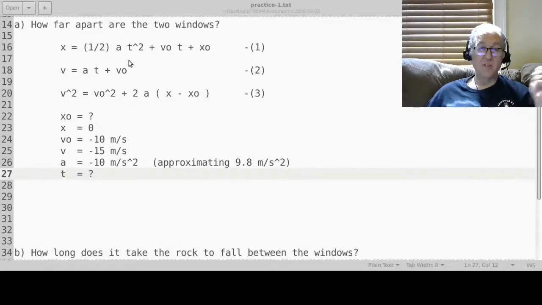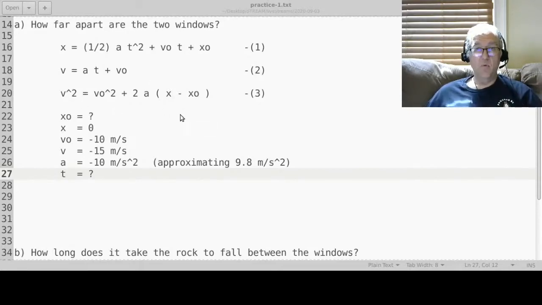But when you go to substitute in, if you try this later, you'll see that t is unknown. You have x naught, which is unknown, and t, which is unknown, and that doesn't work. So equation number 1 will not give you the answer. You try equation number 2. Again, we're solving for x naught. In question A, how far did it fall? How far apart are the 2 windows? We're solving for x naught, and equation number 2 doesn't even have an x naught in it. So that's not going to work.